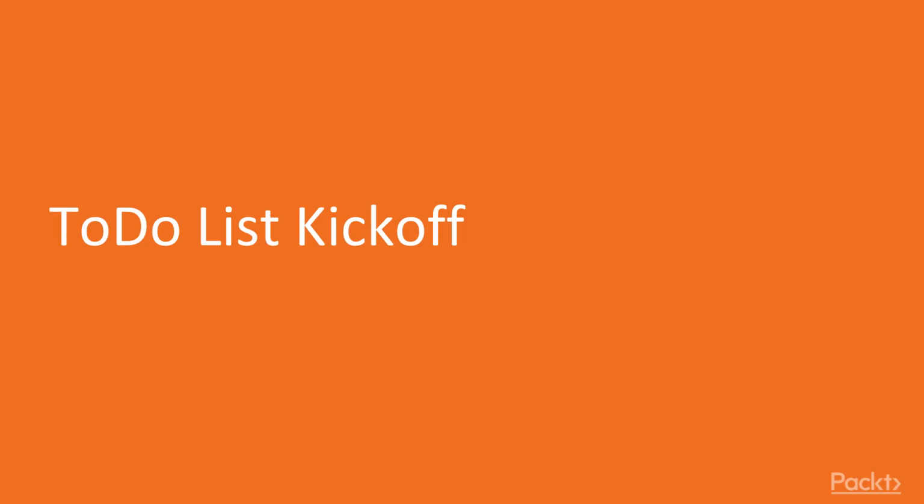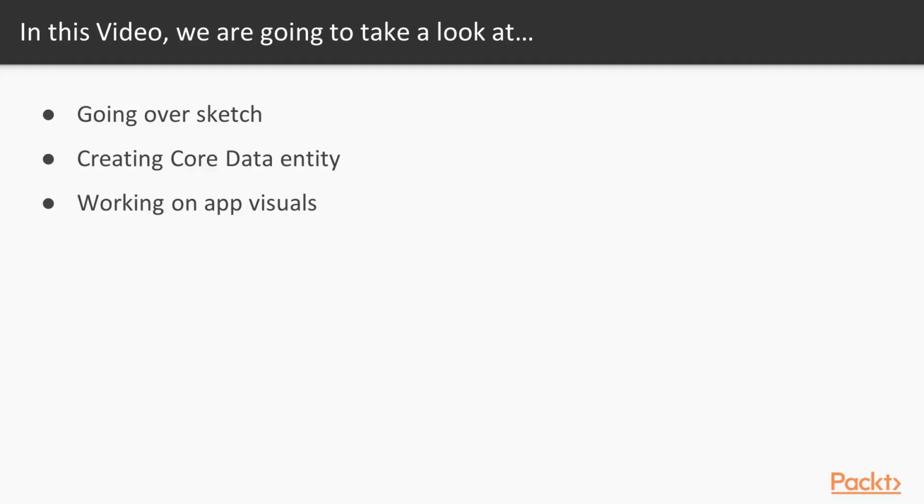So with the first video here, we're going to have the to-do list kickoff. Basically, we're going to go over the sketch. I have a rough drawing of what it is that we're trying to create. We're going to set up the core data entity that's going to represent our to-do items, and then we're going to work on some visuals for the app. So let's go ahead and dive in.